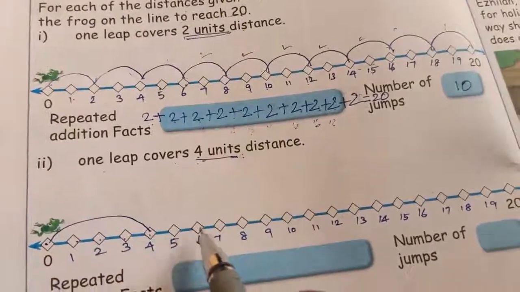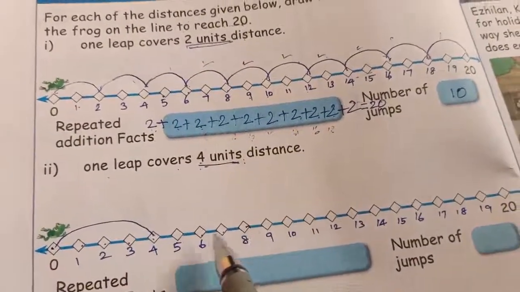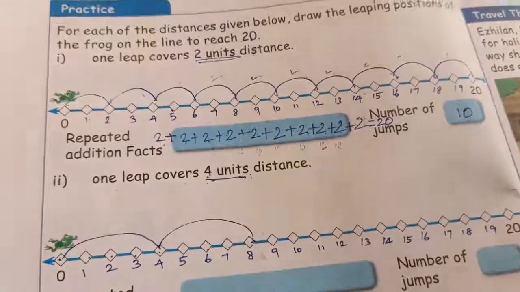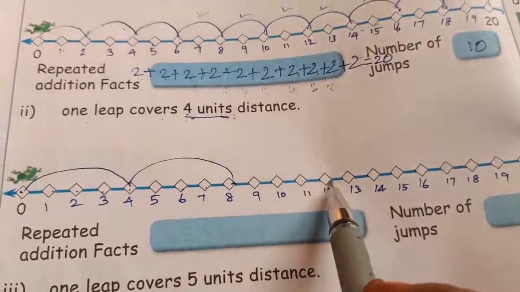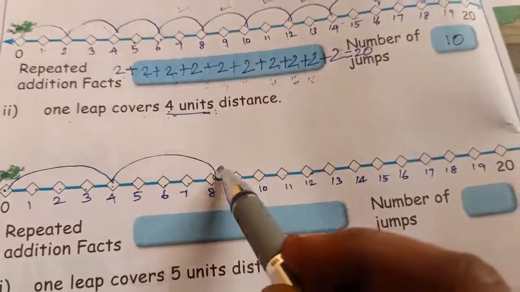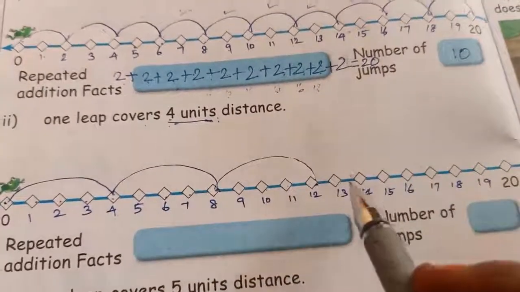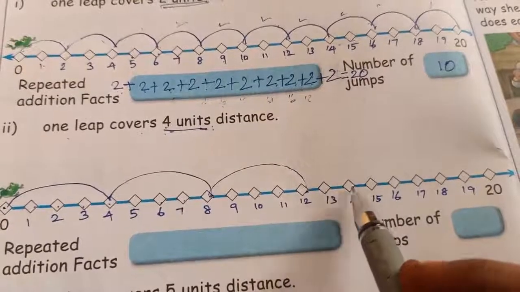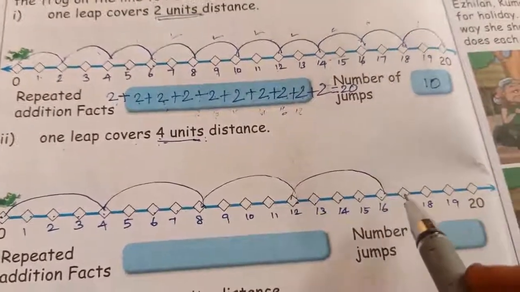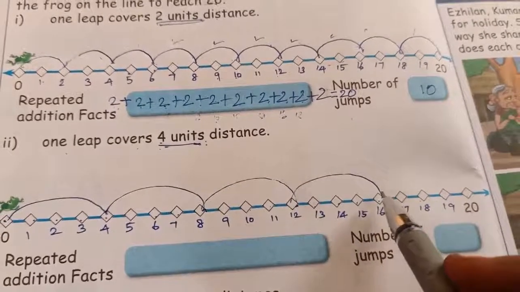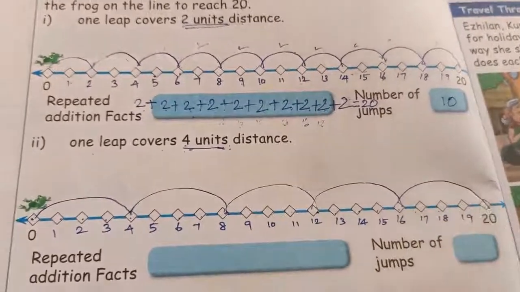Next also 1, 2, 3, 4. So second attempt it will reach 8. Next 1, 2, 3, 4 units it covers, so it will reach 12. Next 4 units, covering 1, 2, 3, 4, so it will reach 16. Next 1, 2, 3, 4. It will reach 20.